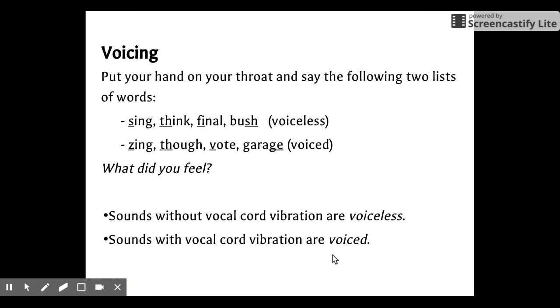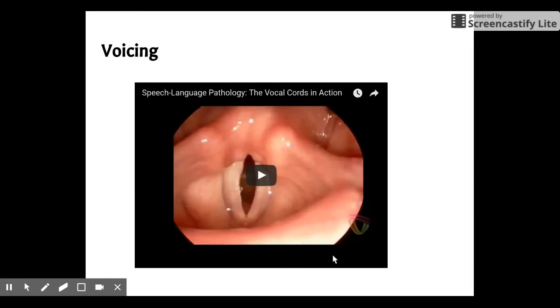You can also watch this video to see the real-time status of your vocal cords, the glottis, when one is speaking.